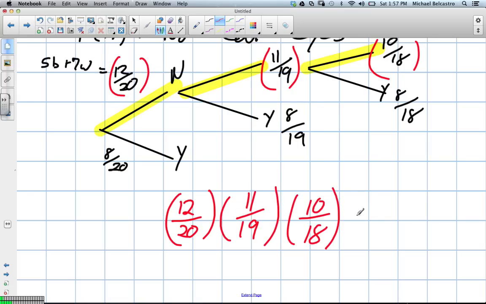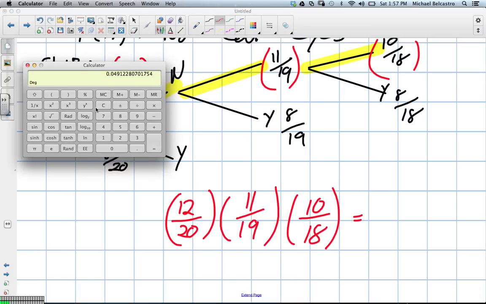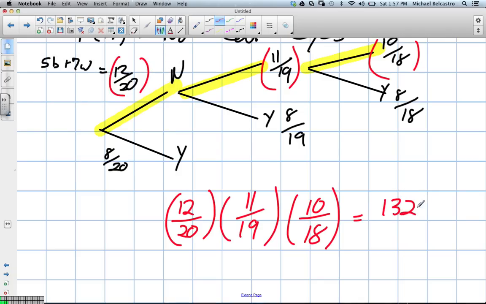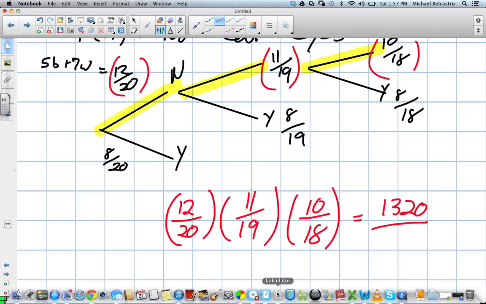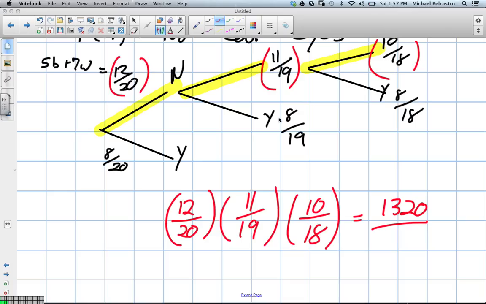18. I can do the fraction part. 13, 20. What did you get? 0.1929. 0.1929.